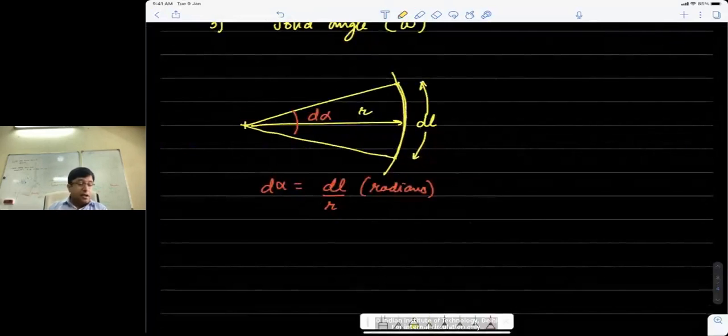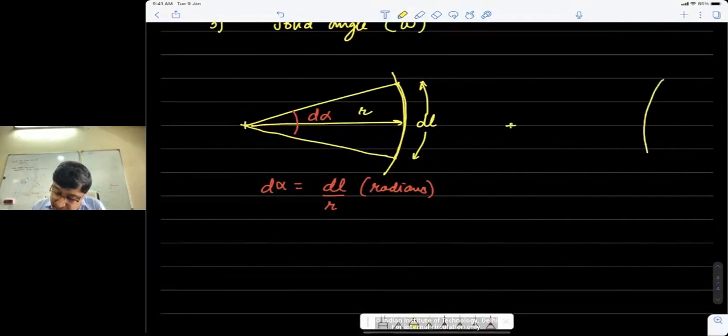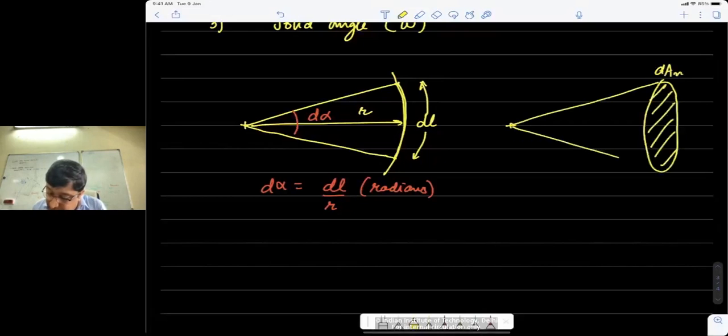Similar to this, a solid angle is when you look at some area. Let's say this is the area that I'm going to deal with, let's say dA. I look at some area and I look at the angle subtended by this area. The angle subtended by this area would actually not be simple. It's not an area in the plane. It's an area, so basically, it's a plane in itself.